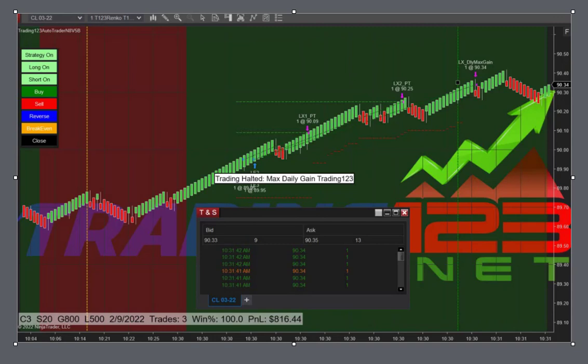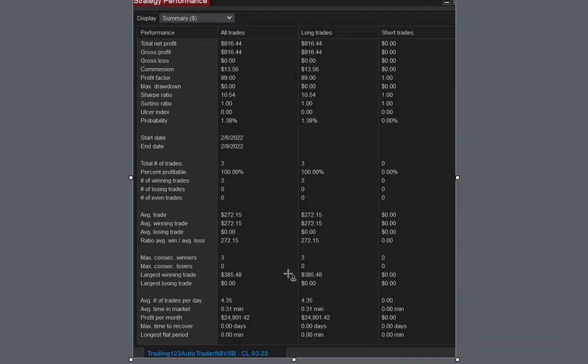So let's take a look at the strategy performance for the trade. Here's a screenshot. And basically you see our total net profit was $816, $13 in commission. Made 3 trades, 100% profit, and potential profit on a monthly basis should you do this every day with that dollar figure amount.